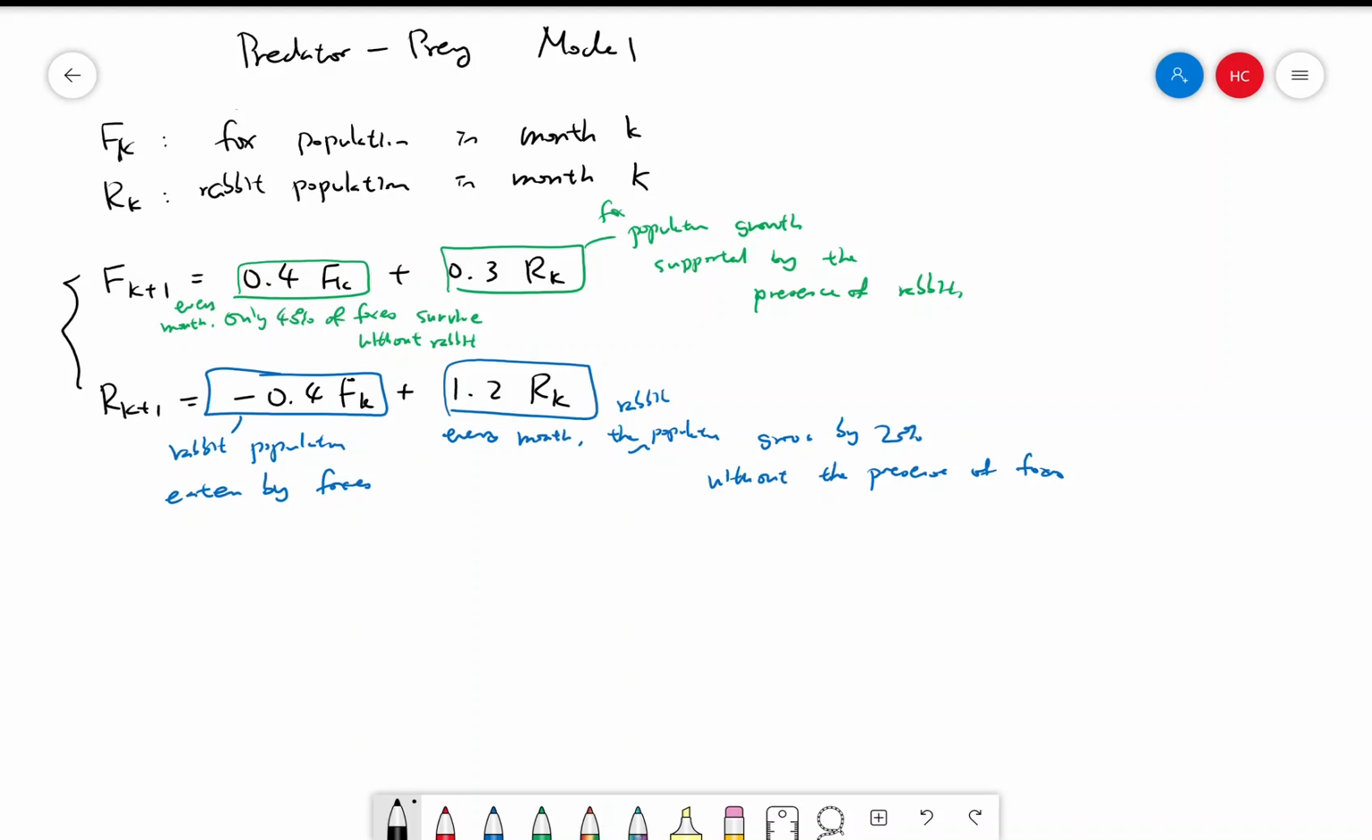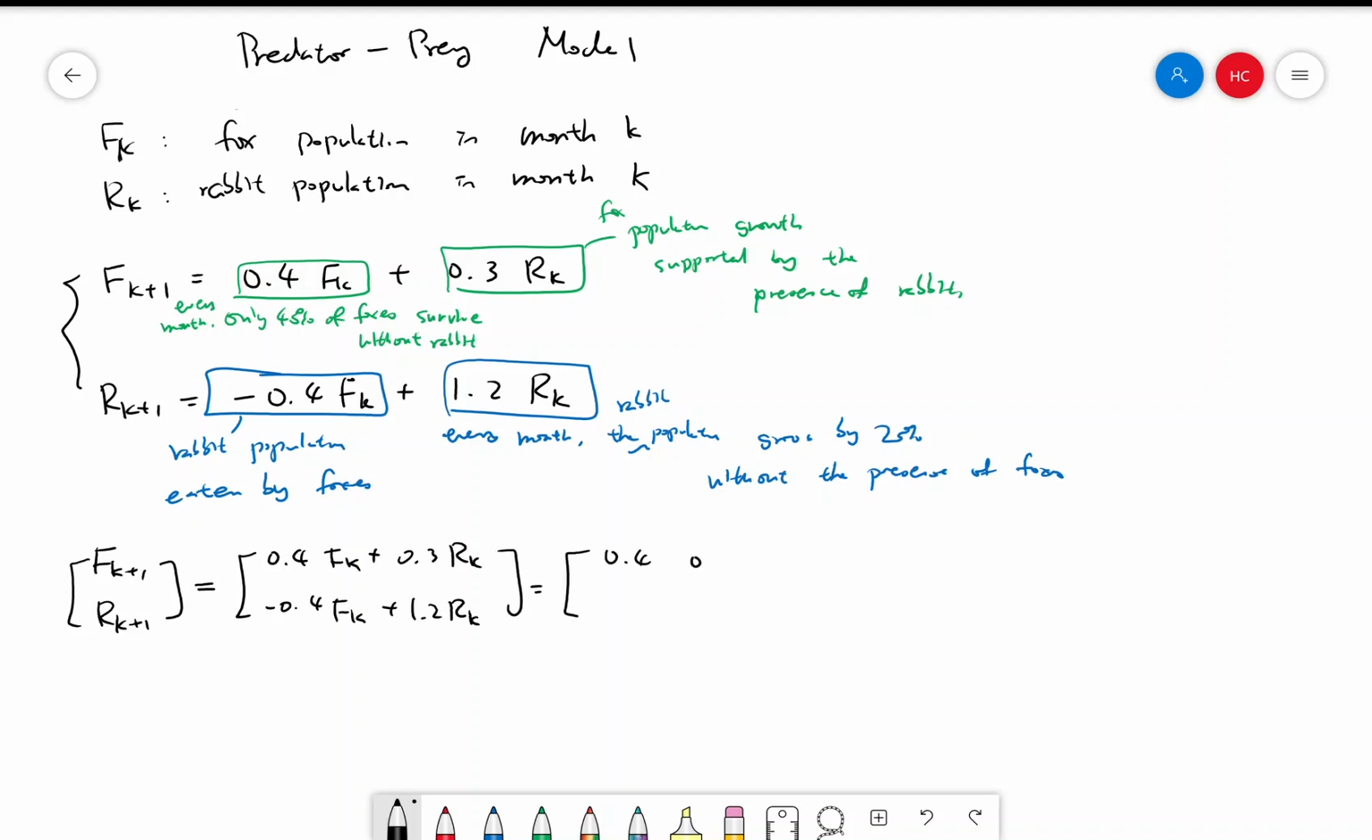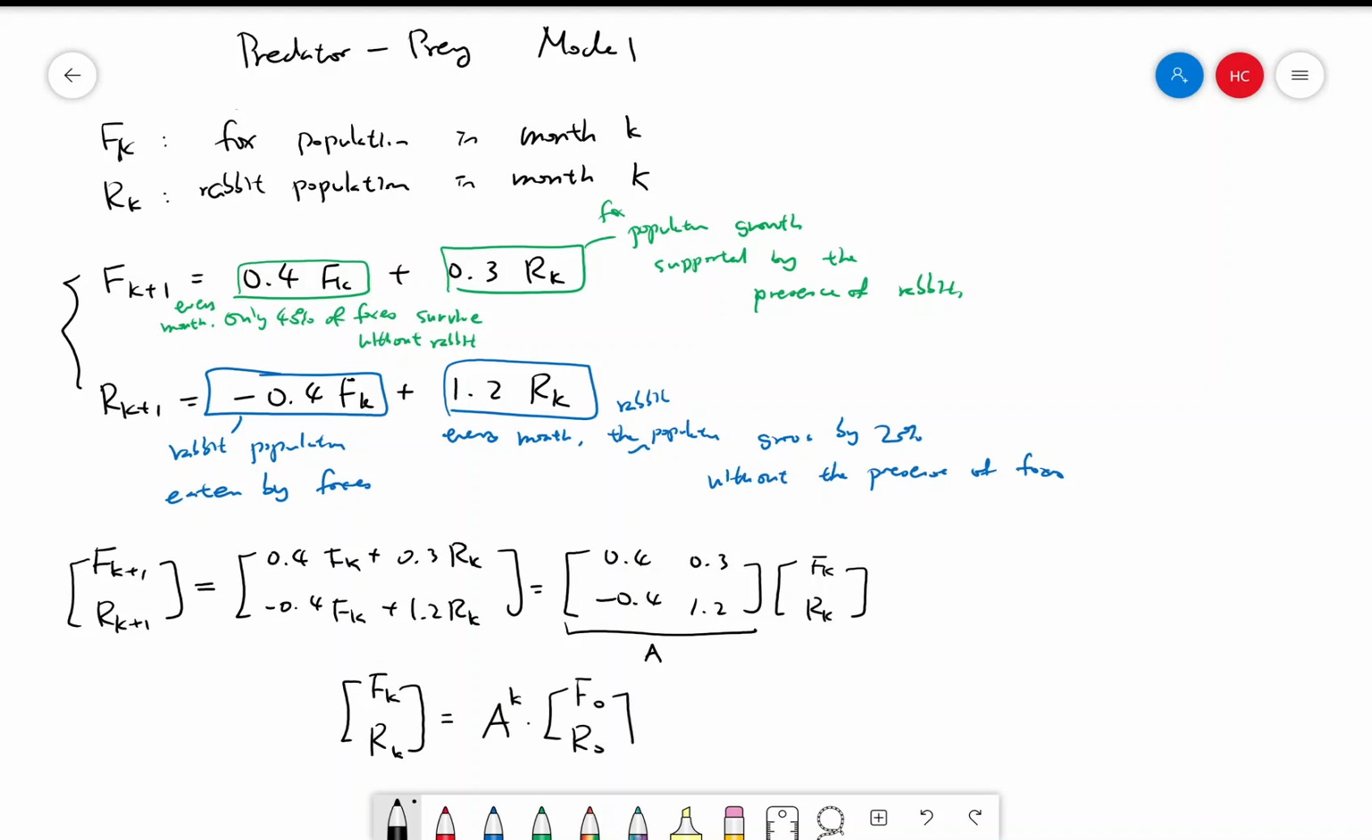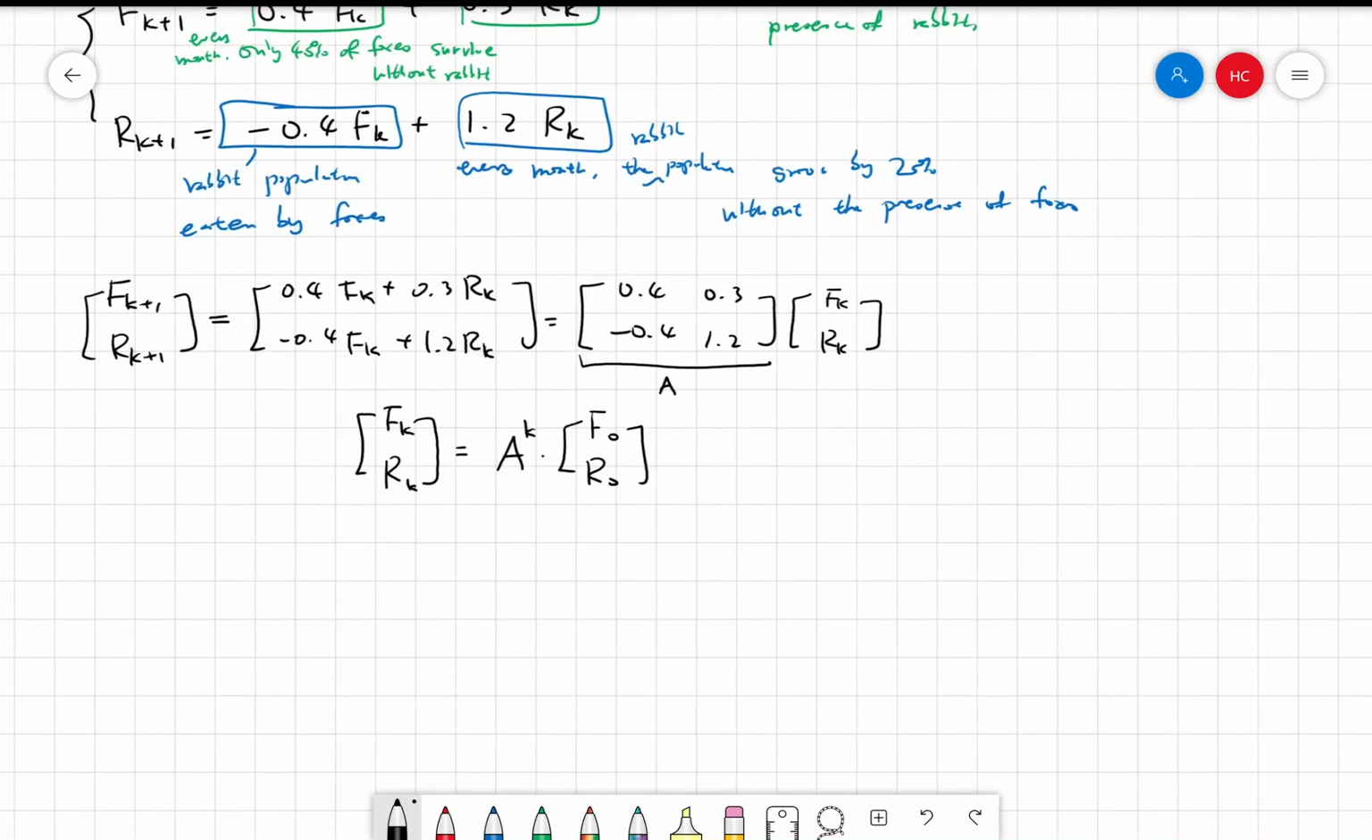So let's do this. We can also write this in terms of matrices. The vector F_{k+1}, R_{k+1} is equal to 0.4 F_k plus 0.3 R_k, negative 0.4 F_k plus 1.2 R_k. This is equal to the matrix [0.4, 0.3; negative 0.4, 1.2] times F_k, R_k. If we call this A, then the fox and rabbit population after k months is equal to A to the k times the initial fox and rabbit population. So again, it reduces to computing A to the k. We're not going to calculate this whole thing again.